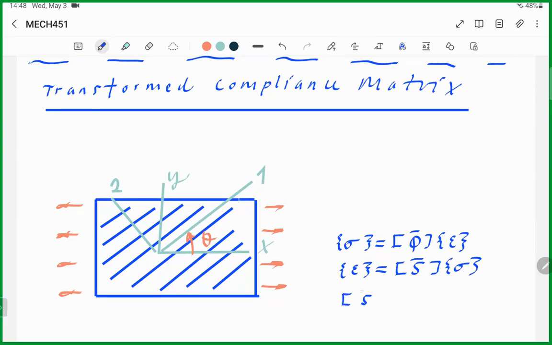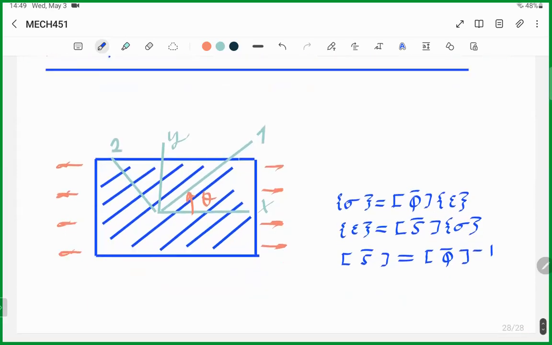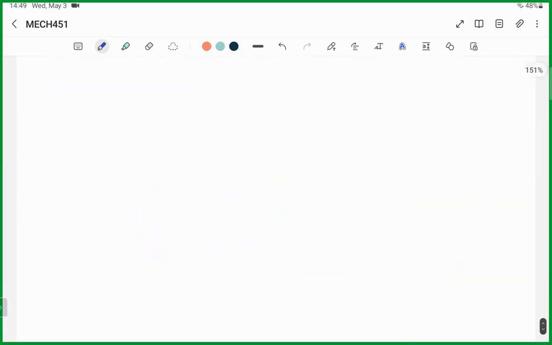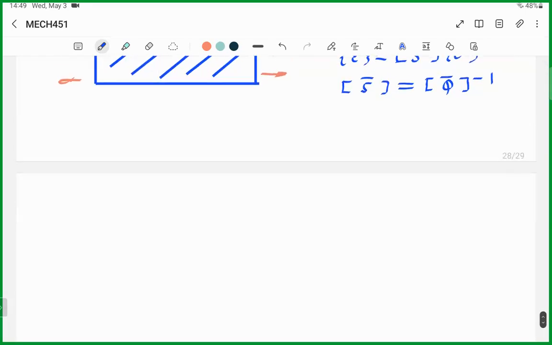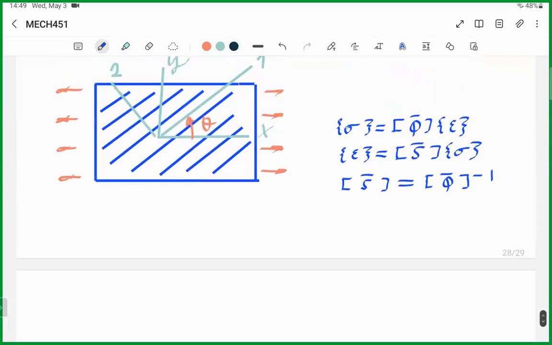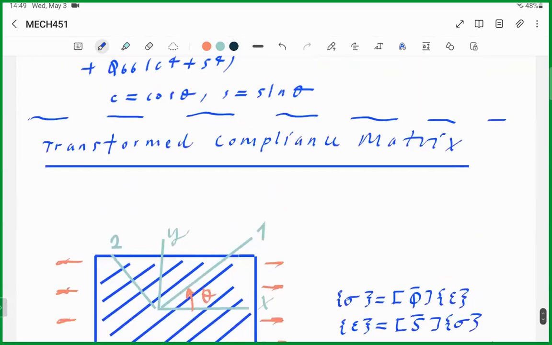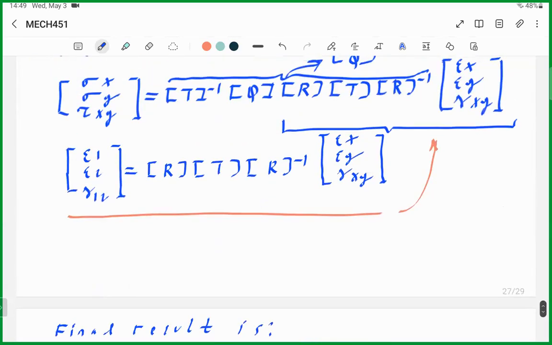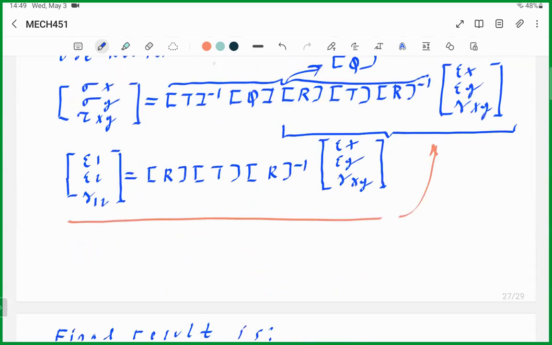Therefore, how can you write S bar? What is it equal to? It's the inverse of Q bar. But we can directly find the elements of S bar without evaluating the inverse of Q bar. It's possible, and we will derive the elements of the S bar matrix. Now, our starting point is this equation. We have derived this.